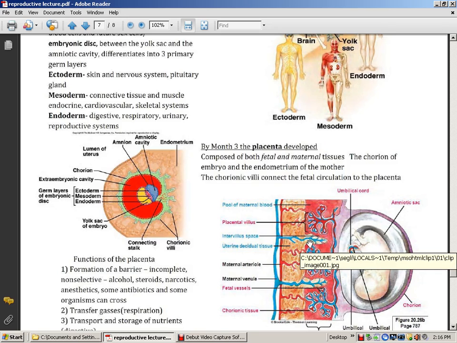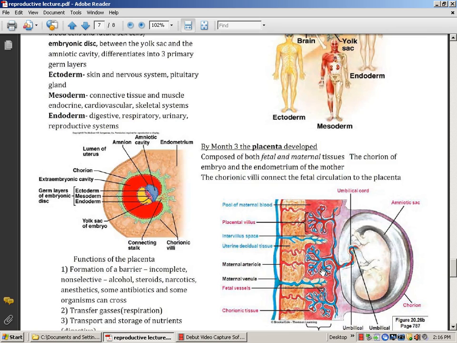You have simple squamous, really thin cells that separate the two. What's the benefit of having simple squamous cells? What was the benefit of having capillaries that were simple squamous? Fast diffusion. What was the benefit of having alveoli that were simple squamous? Fast diffusion. Why do you want simple squamous here in the placenta? So that nutrients from mom can quickly diffuse over to baby. And then baby's blood carries up and in.